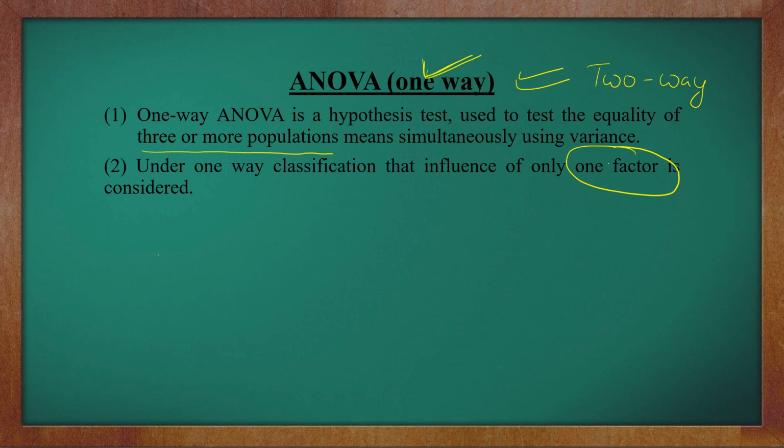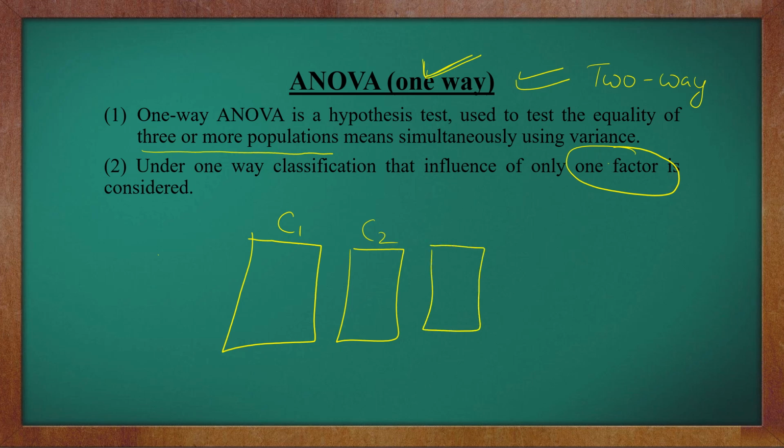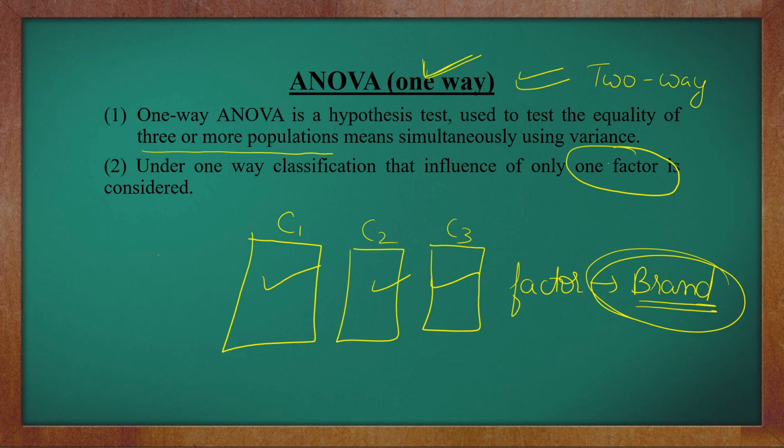Now, for example, we have a number of populations, like the number of companies. In all the companies, we are just focusing on only one thing, that is brand, or brand value, whatever you want to say. So all these three companies are focusing on only one thing. What is this? Brand, only brand. It means they are talking about a single thing, one factor. Definitely we have to go for one way.